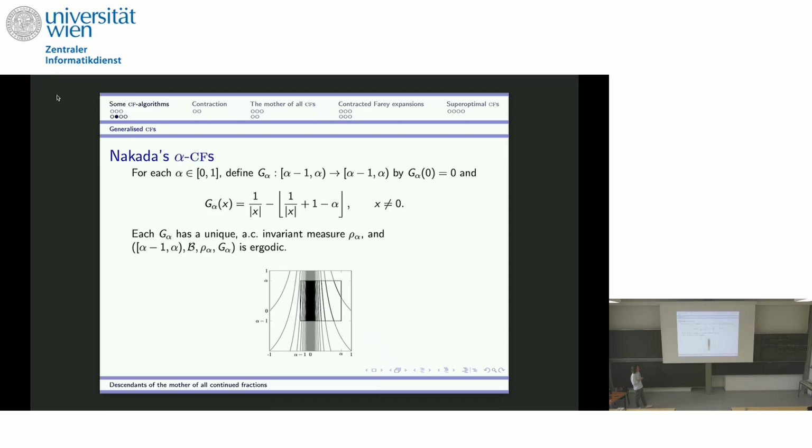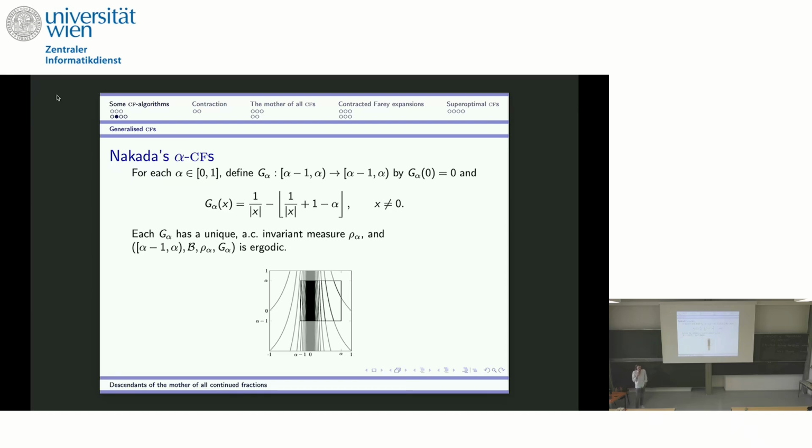And you can study these dynamically as well. So each G alpha has a unique, absolutely continuous invariant measure, rho alpha. And with this measure, the system is ergodic. Okay. So when Nakada introduced these in 81, he mainly restricted his study to alpha greater than or equal to 1/2, and essentially gave everything you would want to know about these systems for alpha greater than or equal to 1/2. So in particular, he was able to construct the natural extension for each of these systems for alpha greater than or equal to 1/2. And doing so, he was able to compute the density of this measure explicitly, and also give the entropy, the metric entropy of these systems for alpha greater than or equal to 1/2.